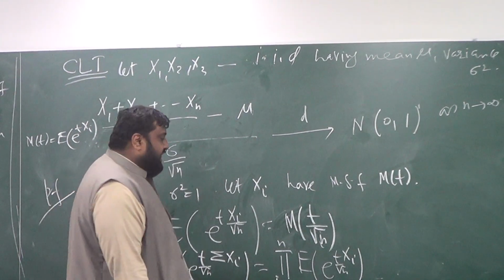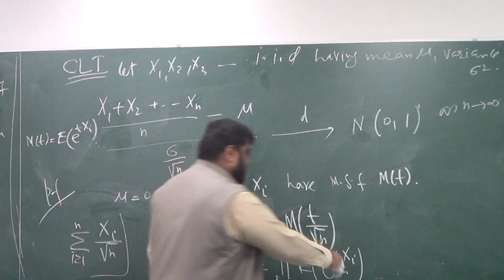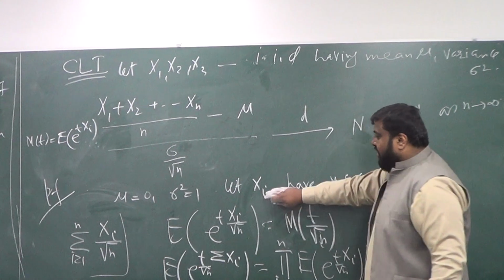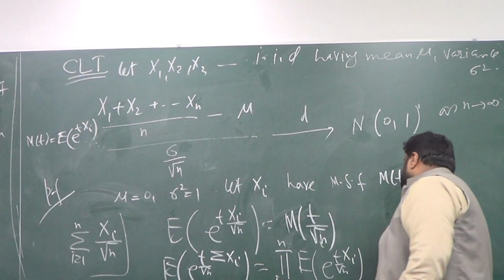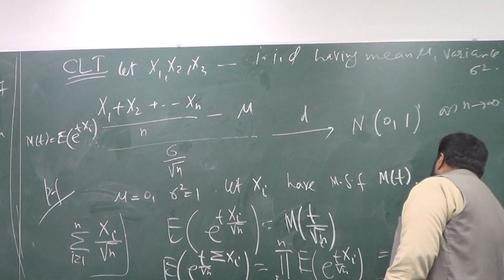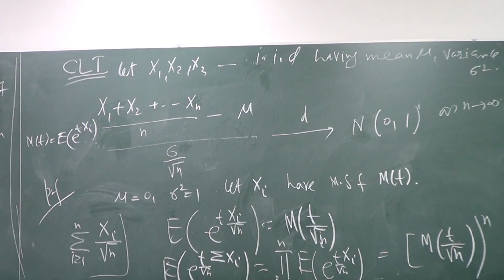But isn't that like taking this number and multiplying it n times? Because this is fixed actually. It's the same for all numbers. All of the xi have this moment generating function. So you're going to get this as m of t over square root of n, and everything raised to n actually. You got it. Okay?